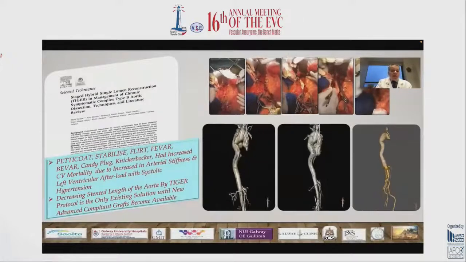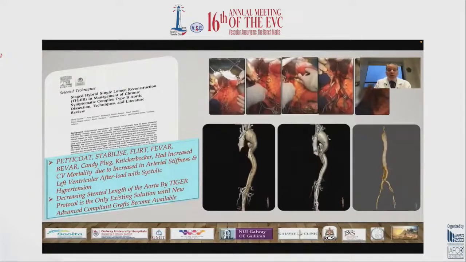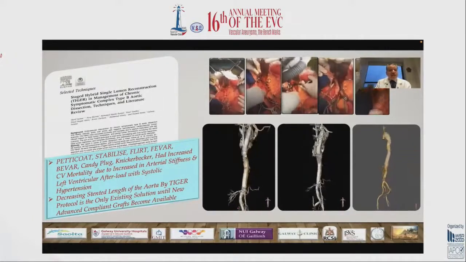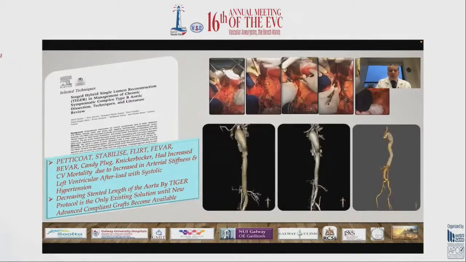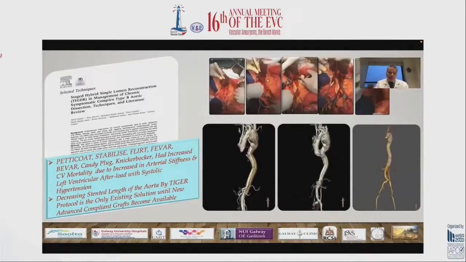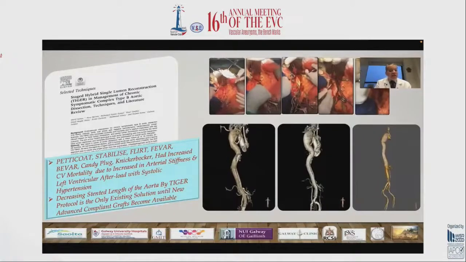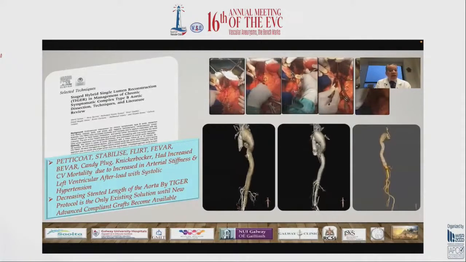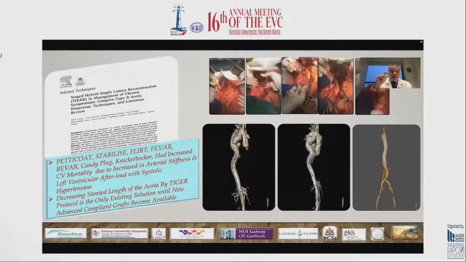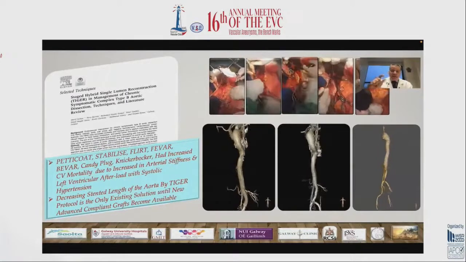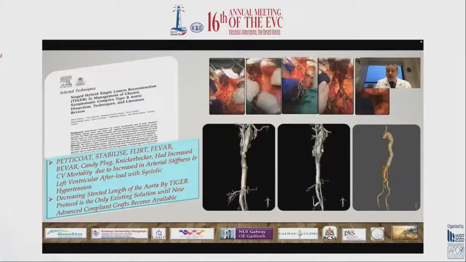So because of all of that, we went on and created the staged hybrid single human reconstruction, or TIGER, in management of chronic symptomatic complex type B aortic disease, and then we started moving it to a lot of other pathology. So a lot of people come to, let's do petticoat, let's do stabilize, let's do FLIRT, FIVAR, BIVAR, candy plug, knickerbocker. All of this has increased cardiovascular mortality due to an increase in arterial stiffness and left ventricular afterload with systolic hypertension. Decreasing the stented length of the aorta by the TIGER protocol is the only existing solution until a new advanced compliant graft becomes available for us.